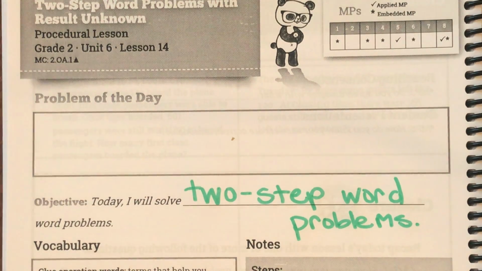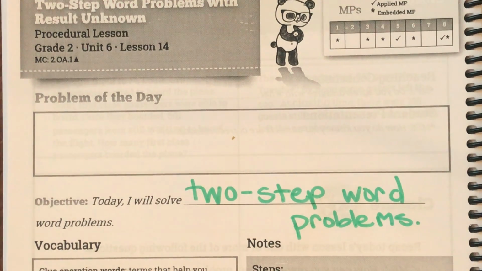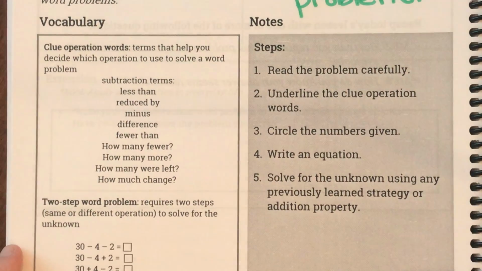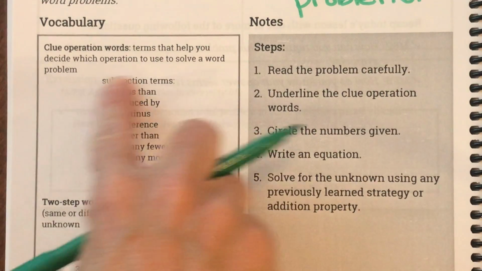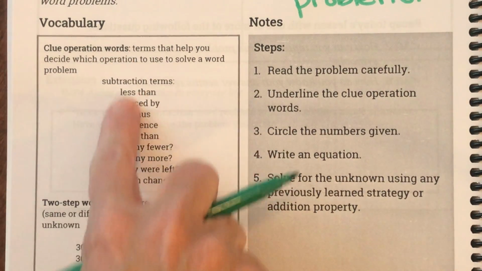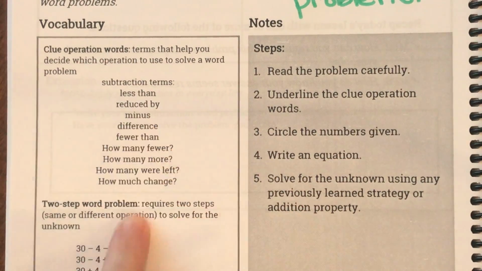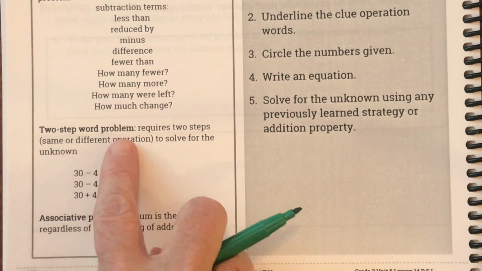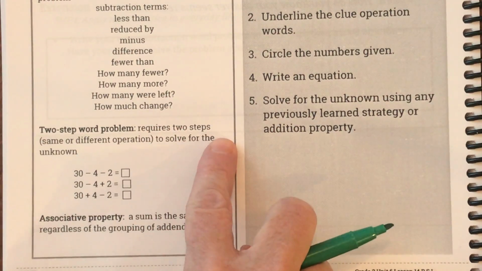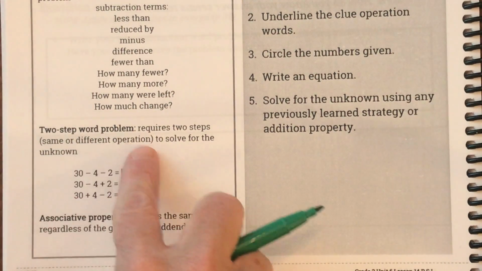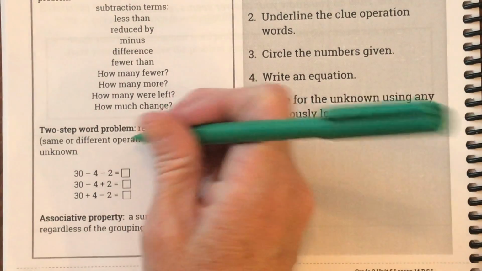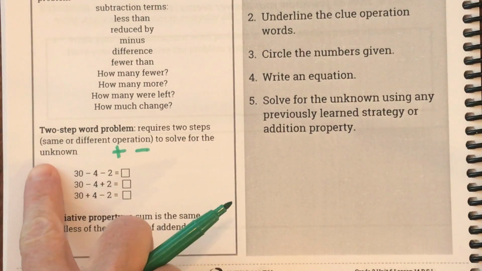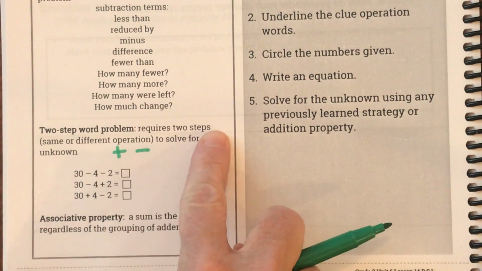So up till now we've always been doing one-step word problems, and today there's going to be two steps to them. Okay, so let's look at our vocabulary. What we see first is our clue operation words. And remember that this isn't all of them. There's some that are not on the list. And then we see our two-step word problem. It says, requires two steps, same or different operations. Now our operations are addition and subtraction to solve for an unknown, so that you're going to have two steps.